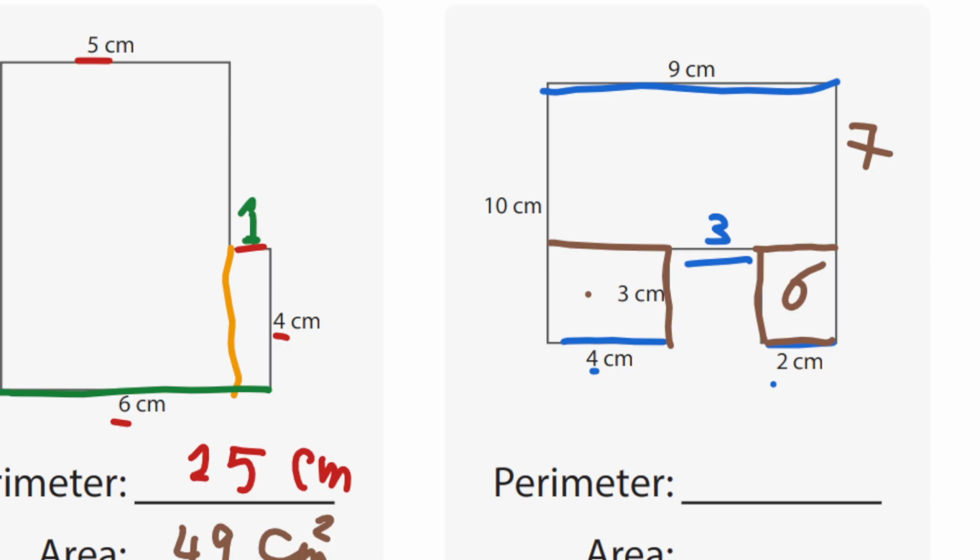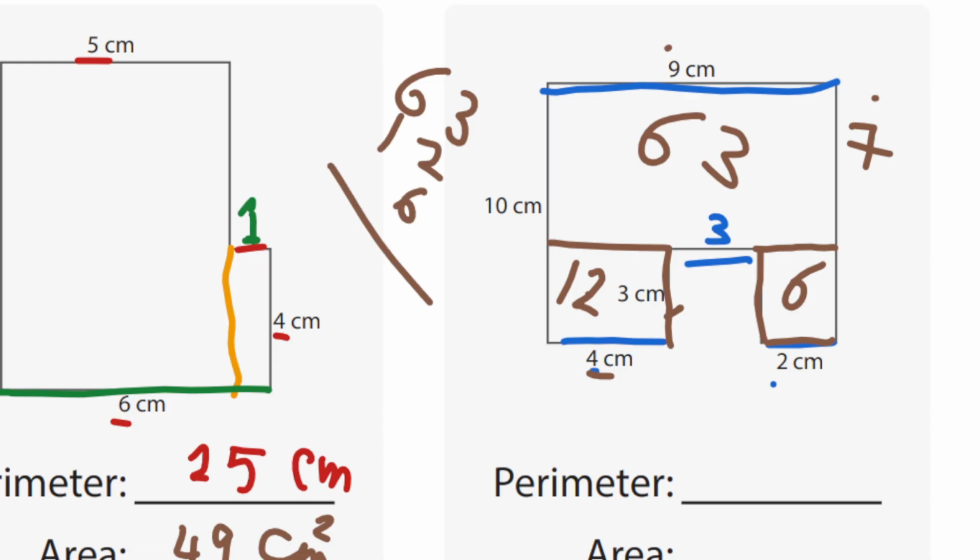Now, what's the area of this part? So this is 3 times 4, which is 12. Now for this side up here, it's 9 times 7, which is 63. Now to find the area of the total shape, it is 63 plus 12 plus 6. 3 plus 2 is 5, plus 6 is 11, so 1 and 1. So it's 8. So the area is 81.